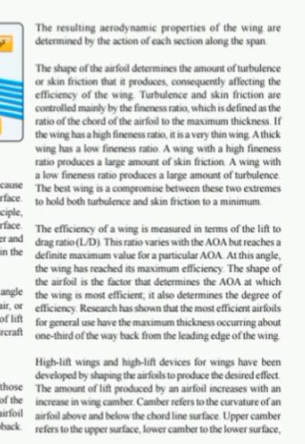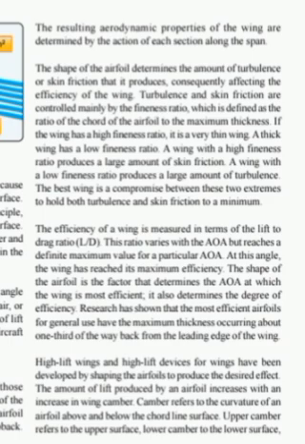The resulting aerodynamic properties of the wing are determined by the action of each section along the span. The shape of the airfoil determines the amount of turbulence or friction that it produces, consequently affecting the efficiency of the wing. Turbulence and skin friction are controlled mainly by the fineness ratio, which is defined as the ratio of the chord of the airfoil to the maximum thickness.